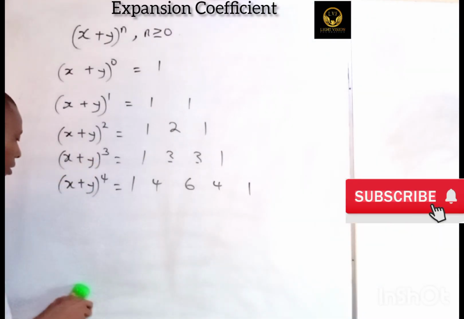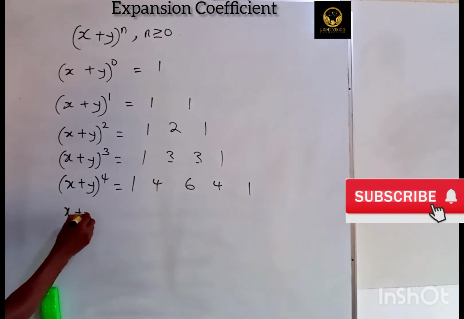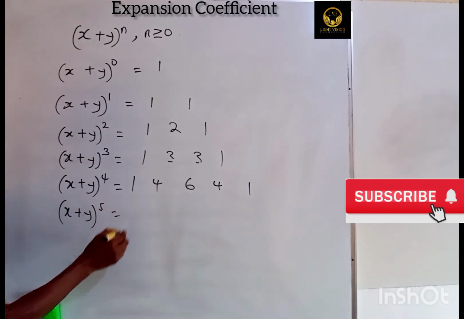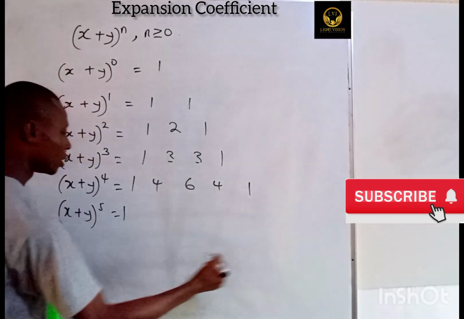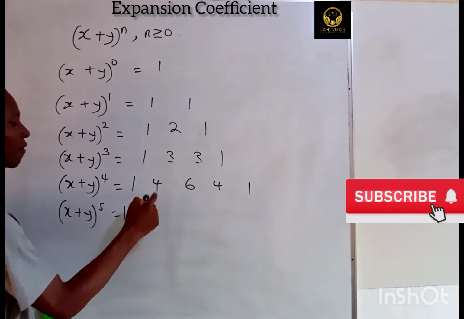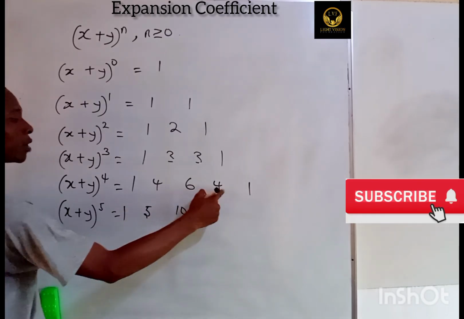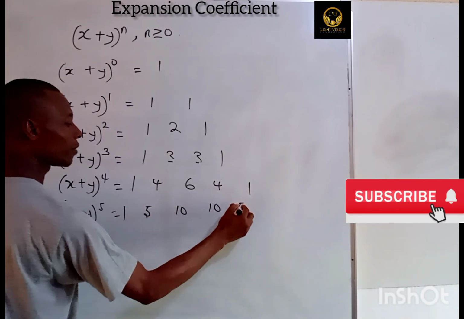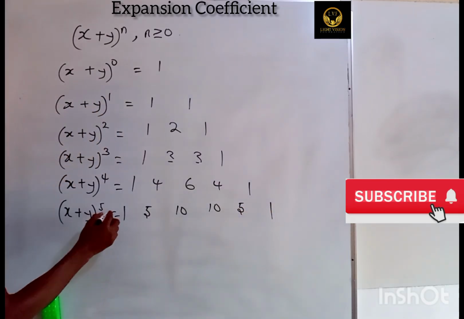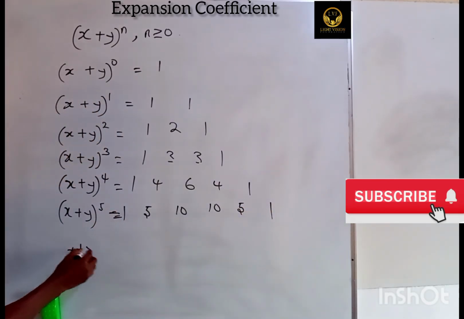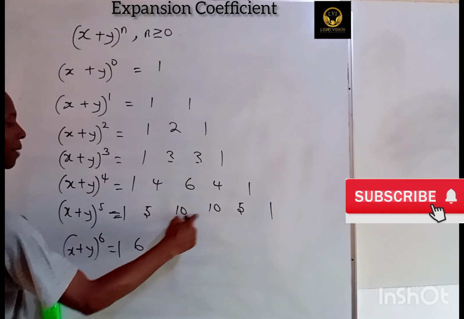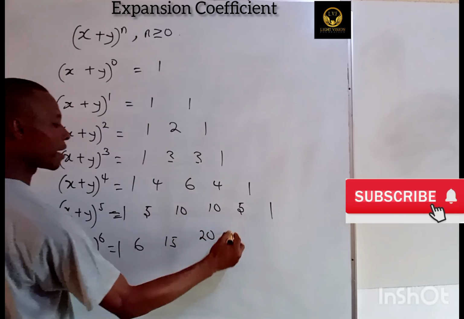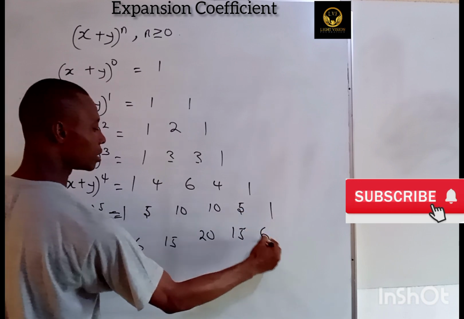Now we can move further. x plus y raised to power 5 becomes, you start with 1, don't forget you start with 1 and you end with 1. So 1 plus 4 is 5, 4 plus 6 is 10, 6 plus 4 is 10, 4 plus 1 is 5, you end with 1. Next, x plus y raised to power 6 becomes 1, 1 plus 5 is 6, 5 plus 10 is 15, 10 plus 10 is 20, 10 plus 5 is 15, 5 plus 1 is 6, you end with 1.